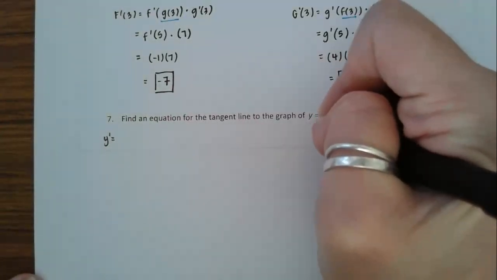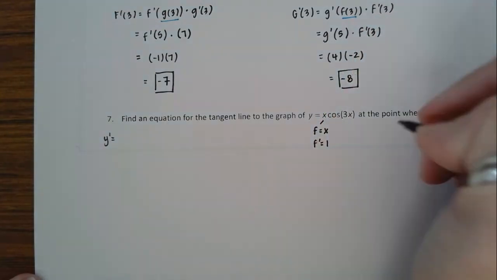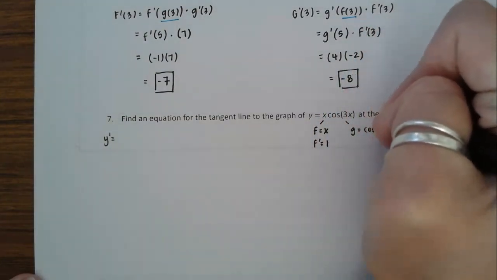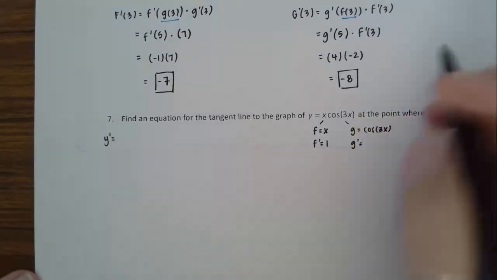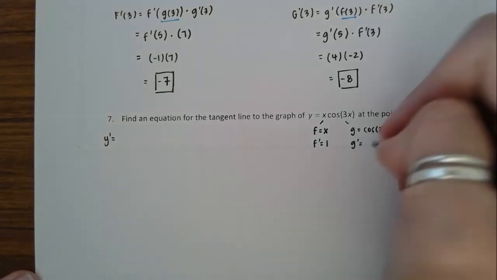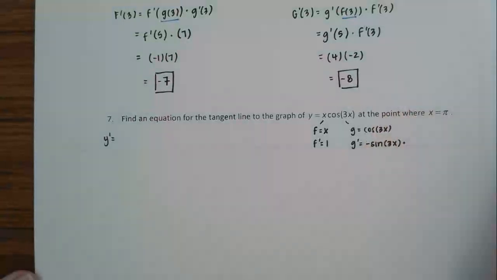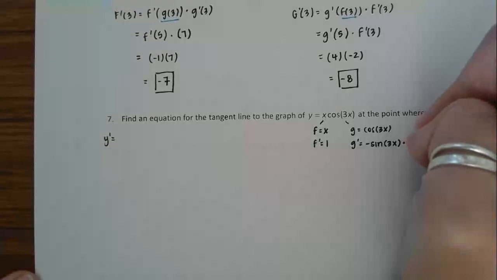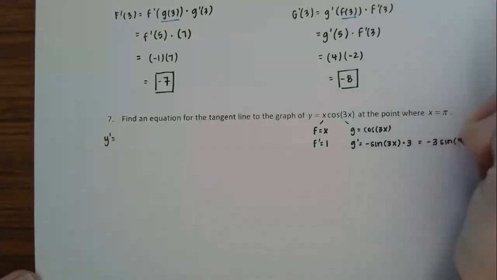So I'm going to call my f my x, call my f prime 1. I will call my g cosine of 3x, and I will call my g prime. And here I'm going to have to apply the chain rule. So my derivative of my outside stuff would be negative sine. Keep the stuff on the inside exactly the same. Multiply by the derivative of the inside stuff, which would just be 3. So my g prime would actually be negative 3 sine of 3x.